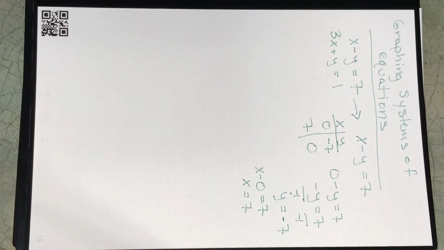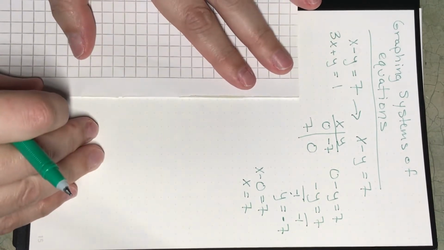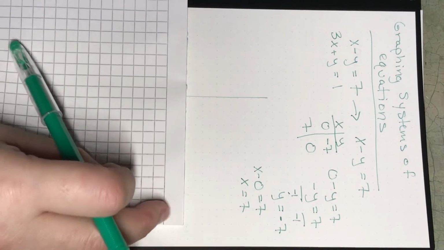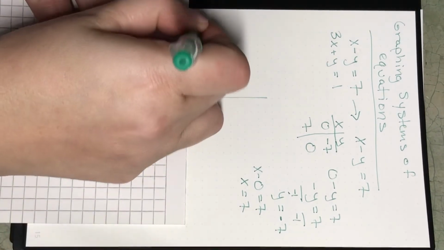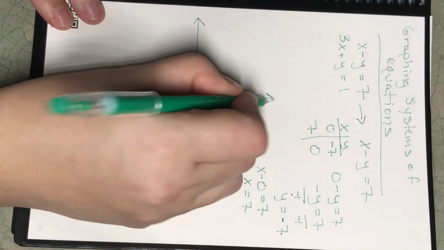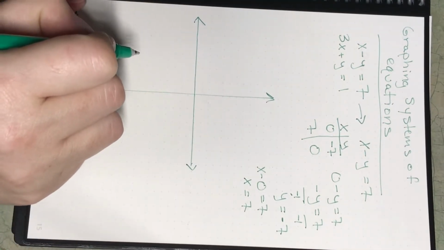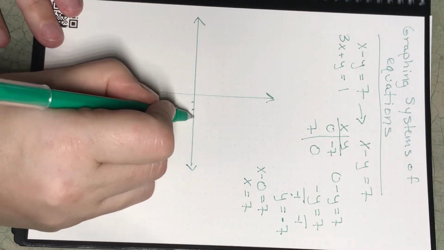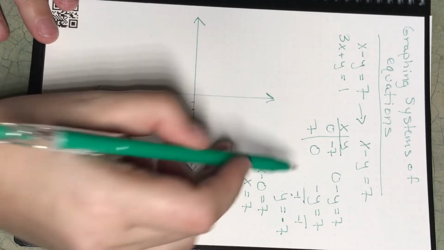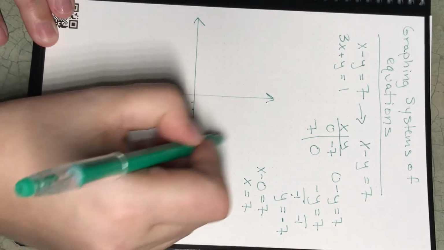So then I can graph this by drawing my grid. And you guys already have graphs on your packets, but I do not. So here's my x and y. So here's 1, 2, 3, 4, 5, 6, 7. So I have a point. The second point here is at 7, 0. So over 7 for the x and up 0 for the y.